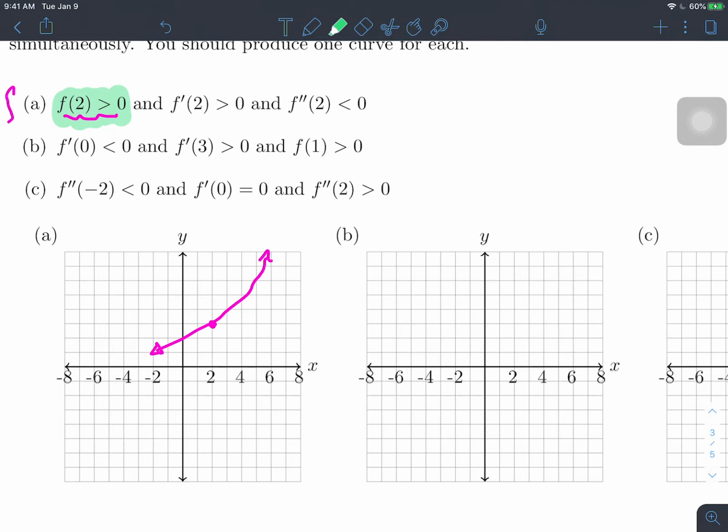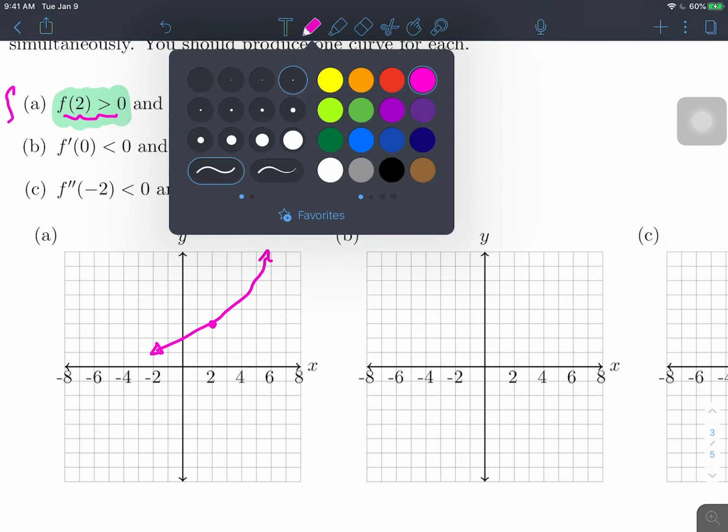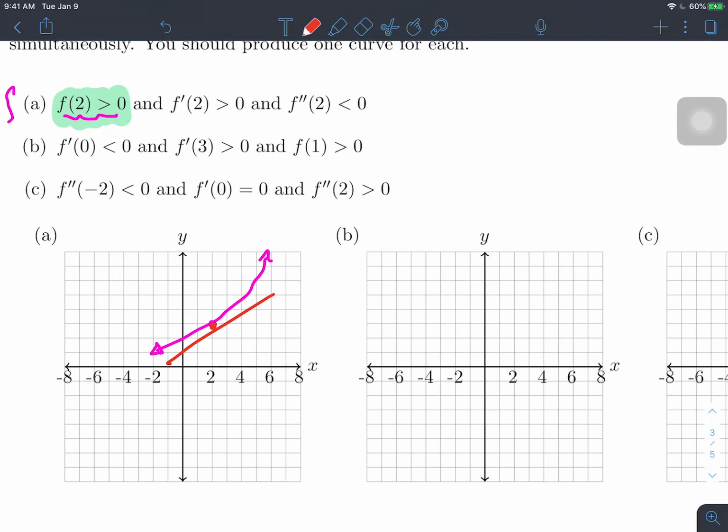Okay, how about the second property? What does it mean for f prime of 2 to be larger than 0? What does that mean for the graph of our function? Yeah, Andrew? It's a positive slope. Positive slope. Okay, exactly right. I think this certainly qualifies, right? If we were to draw the tangent line in here, it would definitely have a positive slope. So I think we can agree on f prime of 2 is larger than 0.